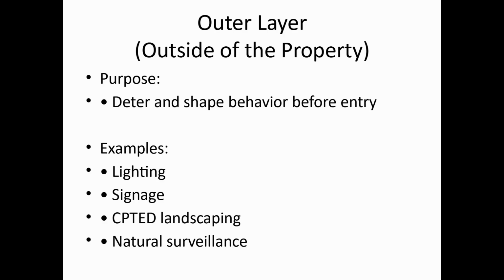Let's get started. So our first layer, as you saw in the video, is the outer layer. That's outside of the property. That is going to be property that you don't control, but that you still want to make an attempt to monitor. And also, this is where you're going to start your initial signage to define ownership of your own property. Lighting is really important here. And then CPTED, the Crime Prevention Through Environmental Design, which will be a whole video on its own, is going to help with that natural surveillance.